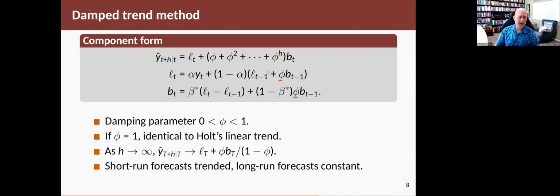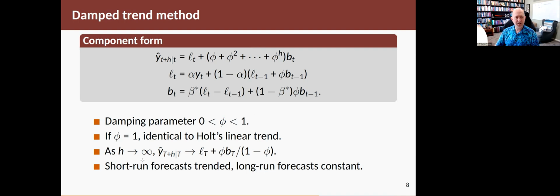So the damping parameter phi is between 0 and 1. Normally it's quite large. In fact, in the fable package, it's usually constrained to be at least 0.8. If you want a damped trend model, it should be at least 0.8. Otherwise, it dampens too quickly, and then you have numerical instabilities. If phi is equal to 1, then that sum there is simply equal to h, and you end up with exactly the same thing as Holt's linear method.